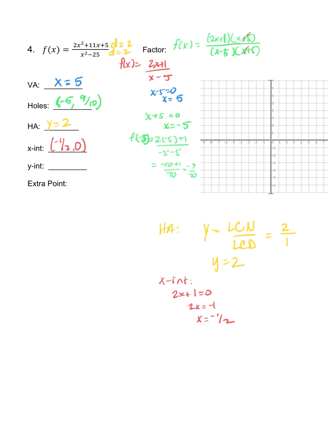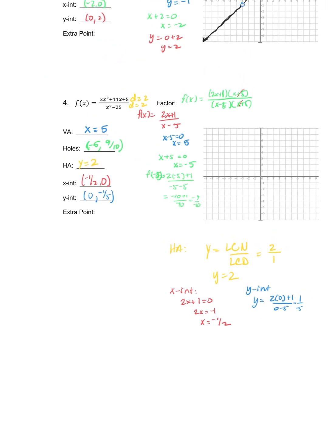Okay, and then for the y-intercept, we're going to let x equal 0 in our simplified function. So 2 times 0 plus 1 divided by 0 minus 5. So that equals 1 over -5. So we have (0, -1/5). Okay, and we probably will need an extra point.